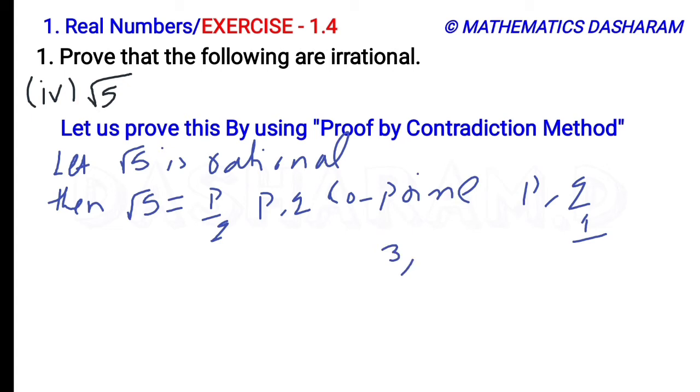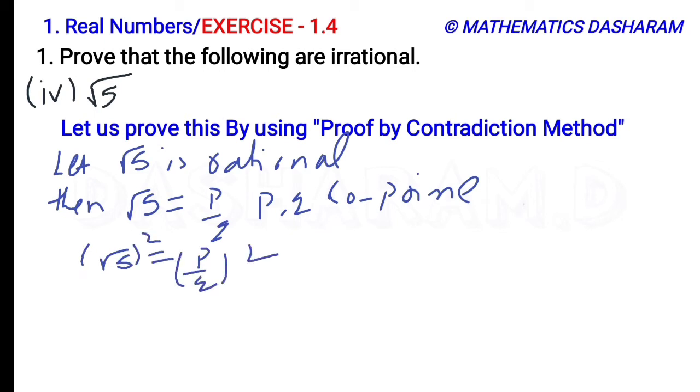For example, 3 and 4. Factors for 3 are 1, 3. Factors for 4 are 1, 2, 4. In these two, the common factor is only 1. That is why these two are co-prime numbers. So here we should consider p, q are co-prime numbers, that means they don't have common factors except 1. Now do square on both sides. Root 5 whole square equals p by q whole square. Root 5 whole square is 5, p square divided by q square. Then 5q square equals p square.